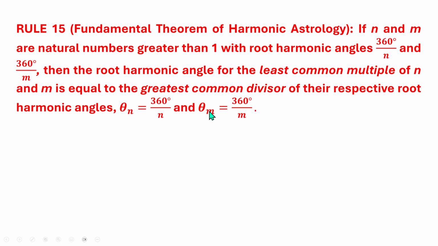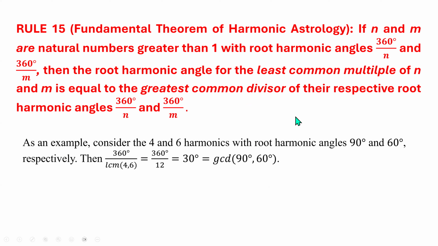Theta sub n equal to this, and theta sub m equal to this one. And as a consequence, if we look at the 4 and 6 harmonics, their root harmonic angles are 90 degrees and 60 degrees, and 360 degrees divided by the least common multiple of 4 and 6. That gives me 30 degrees. That's going to be the same as the greatest common divisor of 90 degrees and 60 degrees. So this rule establishes an important duality between harmonics and root harmonic angles.